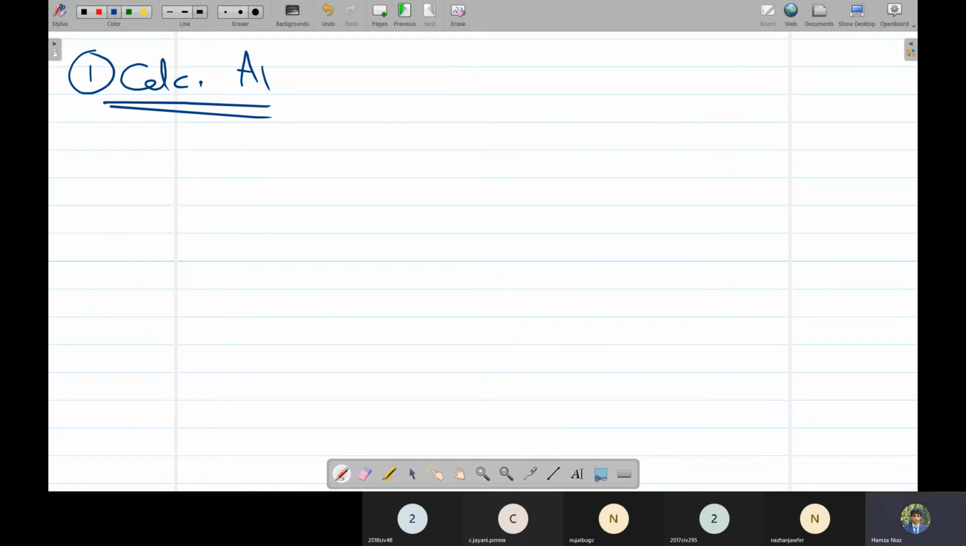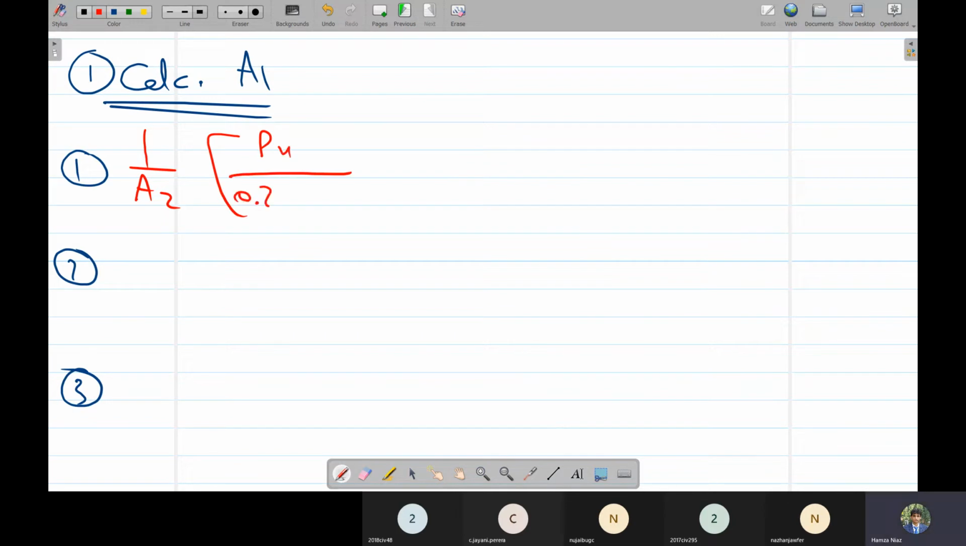There are three formulas given. We have to memorize these because they are not given in the LRFD manual. I have searched, but I could not find them. They are not given. The formulas are A1 equals Pu over 0.85 into 0.65 f'c, and they are almost similar, so we can easily memorize them. This is formula number 1.